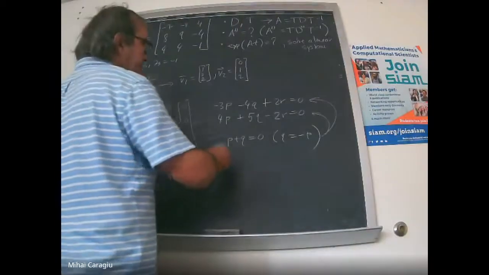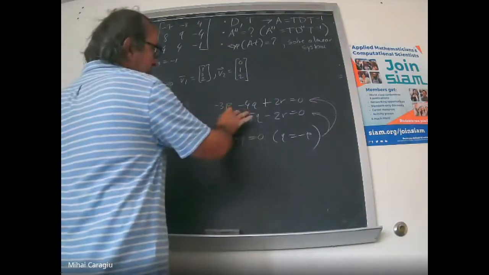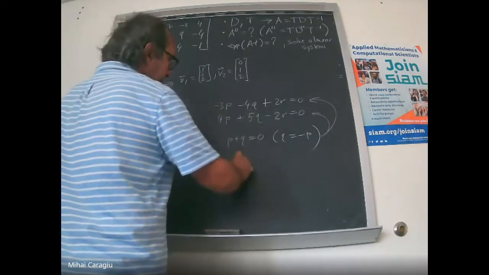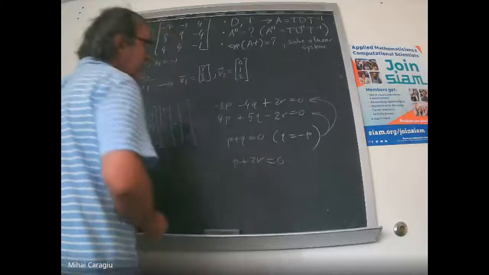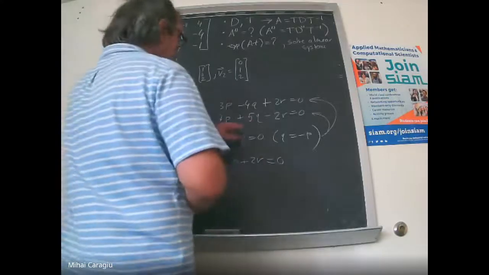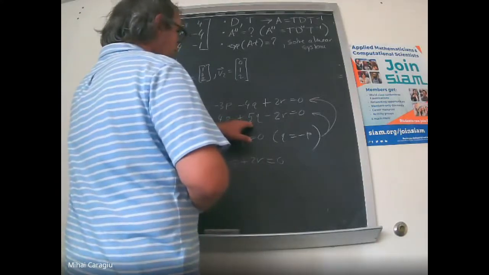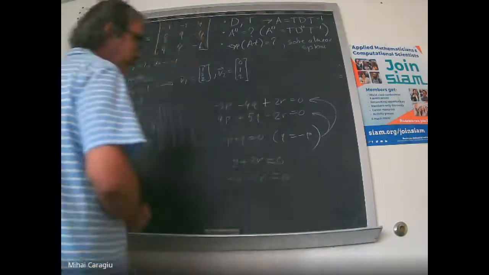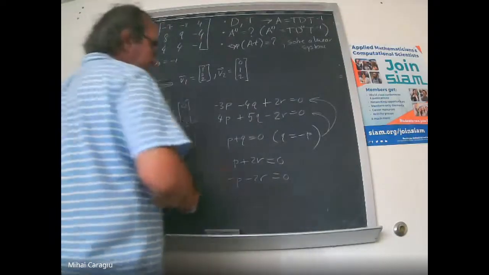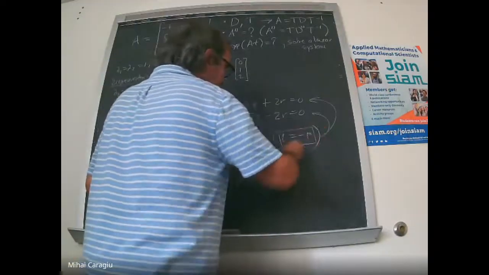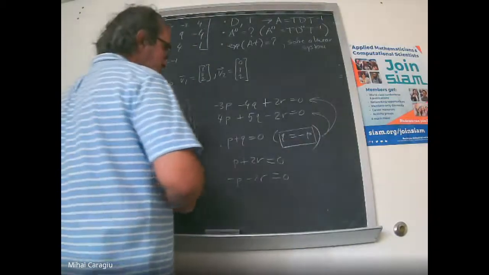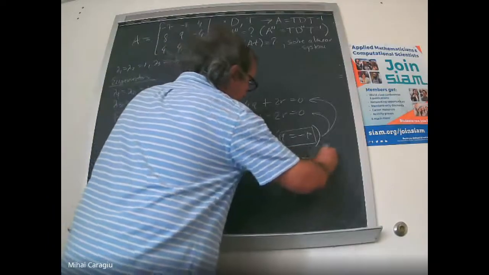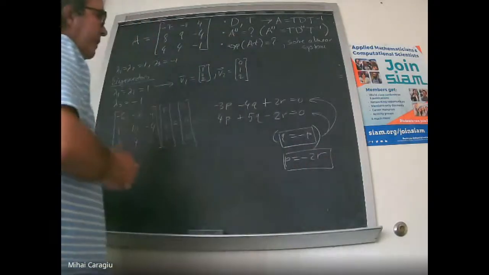The first one we get 3p plus 4p, so p plus 2r equals 0. What about the second one? 4p minus 5p, so it's minus p minus 2r equals 0, which is redundant. So the only conditions we have: q equals minus p from before, and p equals minus 2r. So these are the only conditions to keep in mind.